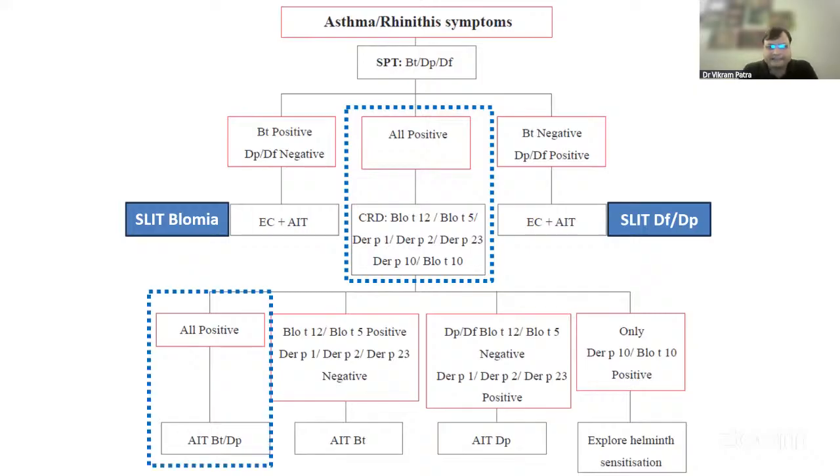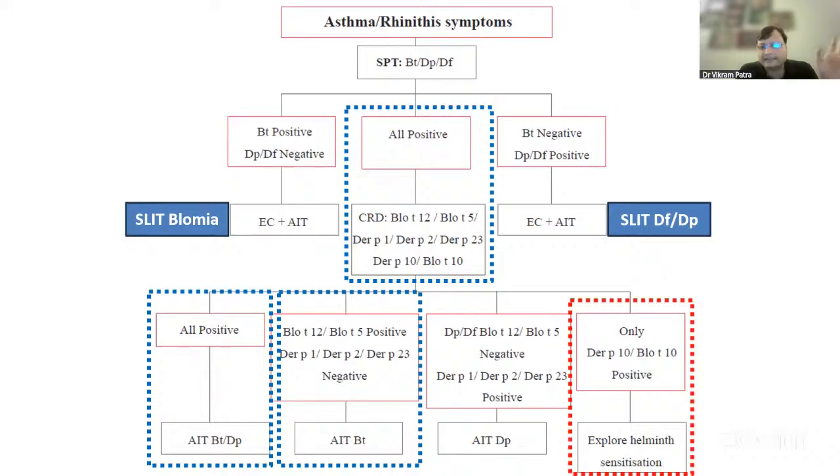Now, if all these are positive, then you can see BLOT 5 is also positive, DERP 1, DERP 2 is positive. Then you will definitely start immunotherapy, because all major allergens are present. The patient will benefit from immunotherapy for DERP as well as Blomia. But if Blomia is positive, whereas DERP 1, DERP 2 are negative, then immunotherapy will be done with only Blomia.